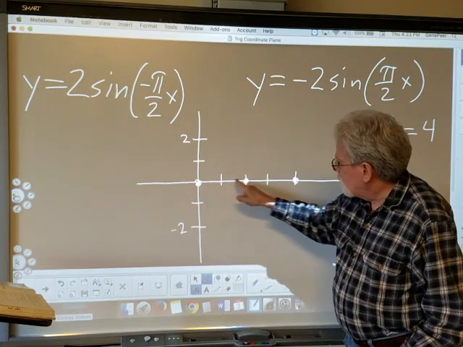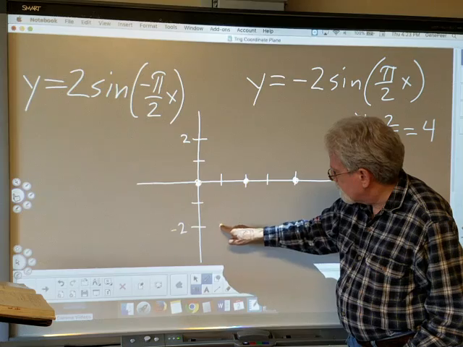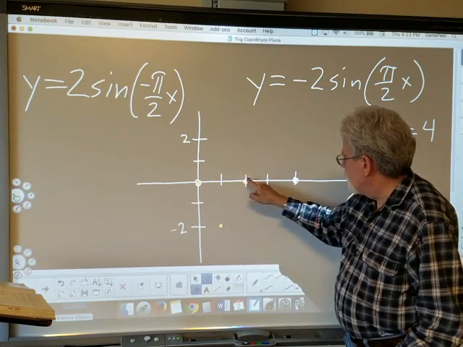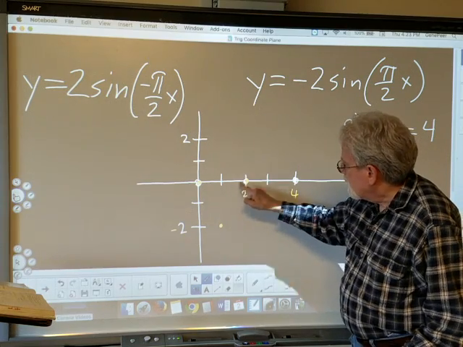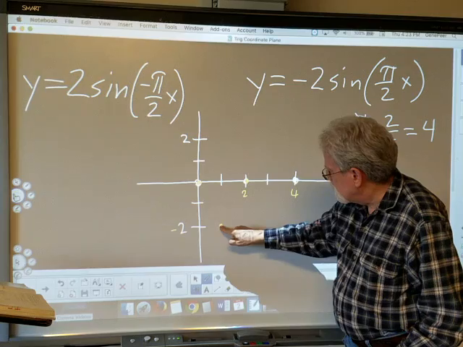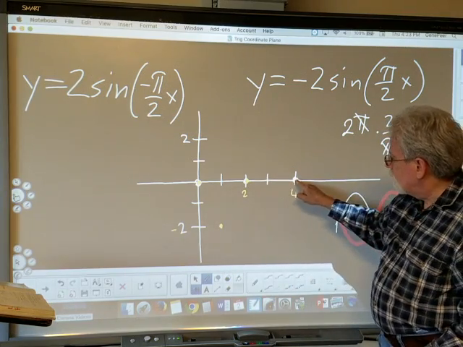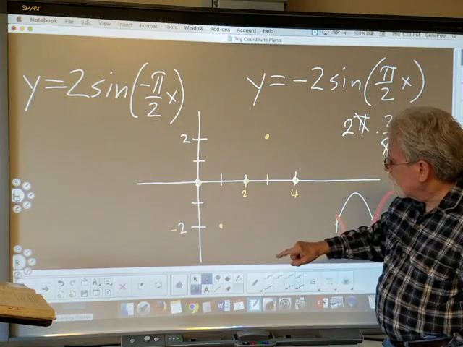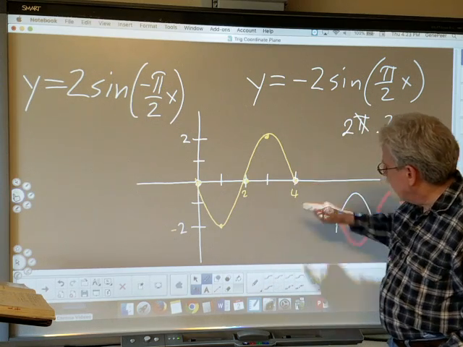Halfway between these points, it has to have a minimum value down here. So it goes through 0, 0. This is 4. It goes through 2, 0. It has to go through 1, -2. Then it has to have a maximum point between these two zeros. So it has a maximum point up here. And that's about all we need. Connect it with a nice smooth curve, and we've got it.